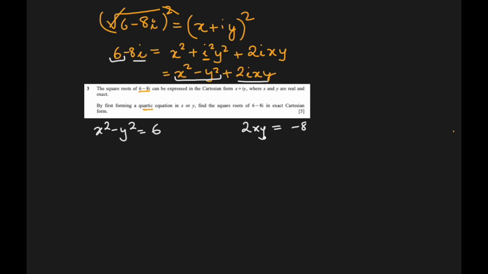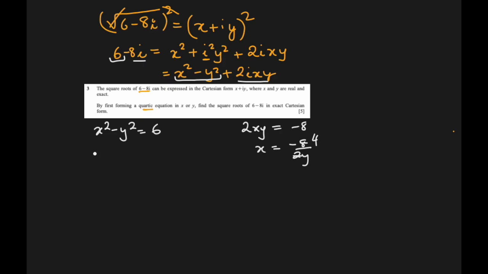So we can isolate one of them here, x or y. Let's isolate x. So it becomes minus 8 over 2y. Okay, 8 and 2 can cancel, so minus 4 over y. I will use that here now.